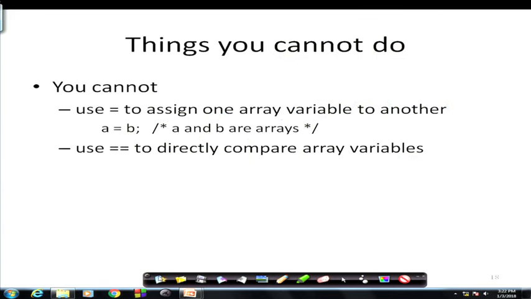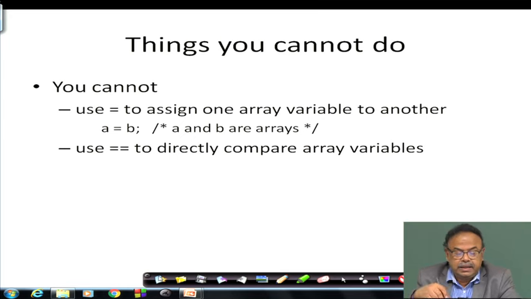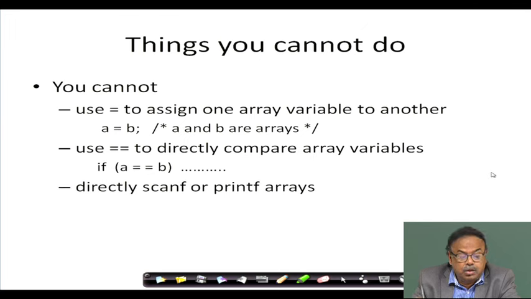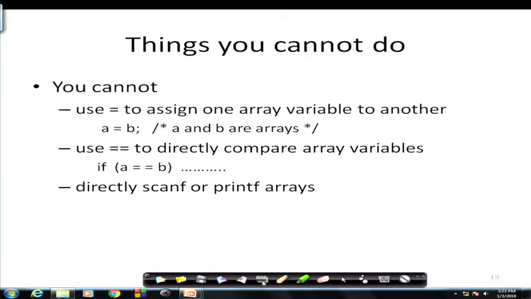So, we cannot use these directly to compare the array variables. I cannot compare. What else? If A assigned B, this sort of thing I cannot do. Also, the other thing that I cannot do is scanf and printf statements. I cannot read the array in one shot, that is not allowed. Scanf and printf, normally what could I do?